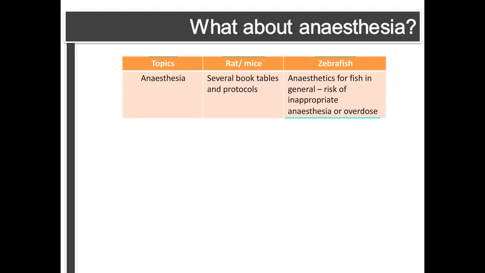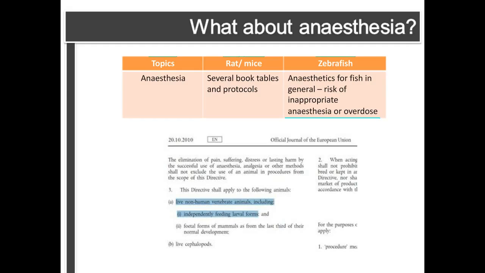And also in the topic of anesthesia, for rodents you have lots of different anesthetic protocols. And for zebrafish, you have some anesthetics for fish in general. But in zebrafish, we have some risks because it's a small animal, and the risk for overdose is huge. Apart from that, we need to refine anesthesia and the procedures to do better science for the animal welfare, but also we have some legislation that obliges us to do that.